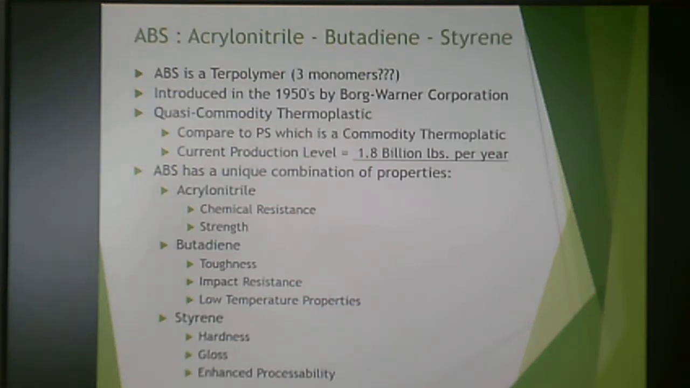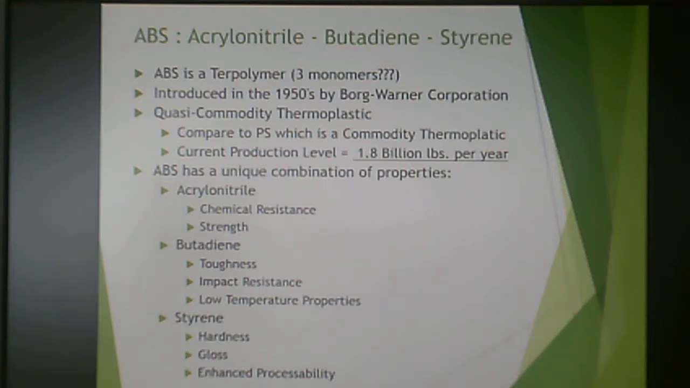ABS is one of the most widely used copolymers of styrene. ABS is a terpolymer, meaning it has 3 comonomers in the backbone. This was introduced in the 1950s. It is considered a quasi-commodity thermoplastic. So while polystyrene is a commodity thermoplastic, ABS is a quasi-commodity thermoplastic.